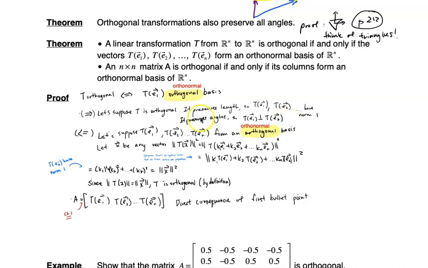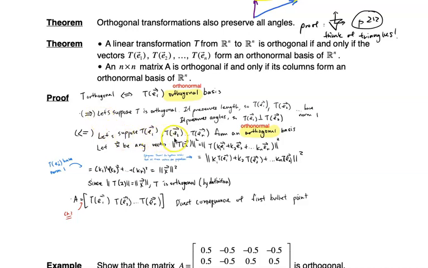Secondly, we have to go backwards and show that if T of e_i form an orthonormal basis, then T is orthogonal. How can we do that? We're going to assume that this is true. So we're going to assume that T of e1, e2, etc. have norm 1 and that they are perpendicular. And we want to reach a point where we show that the norm of T of x, the length of T of x, is equal to the length of x for any vector x. So let's start.